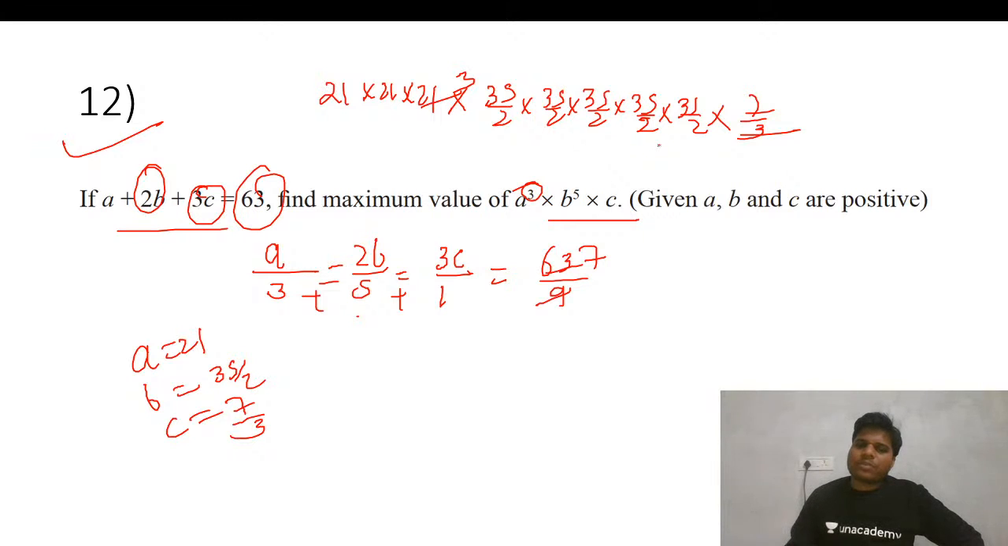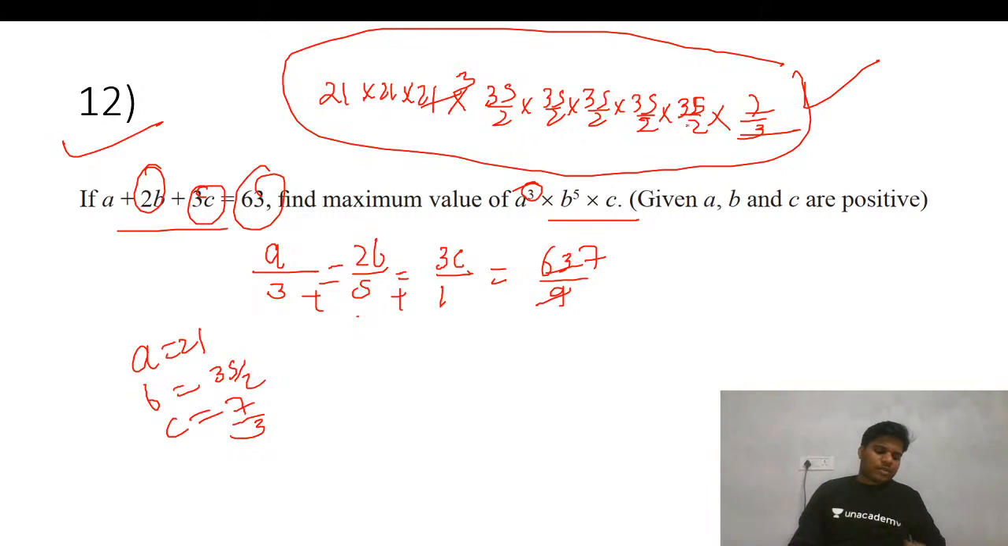This is a to the power 3, b to the power 5, c to the power 7 by 3 and 35 by 2. Whatever expression you get here, that will be your answer. That will be the long answer. Just remember this approach, that is the important part.